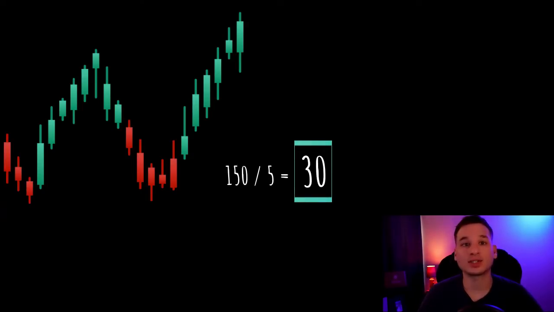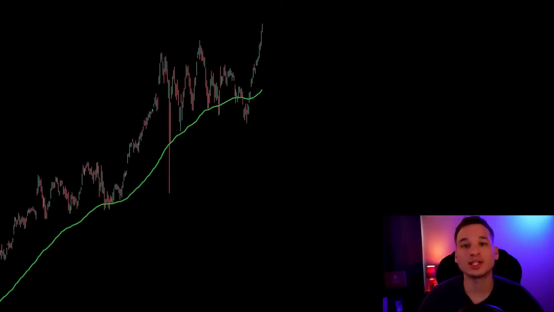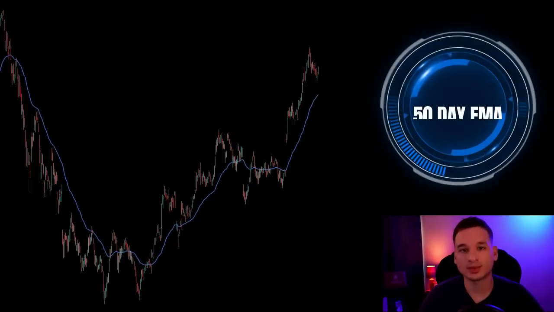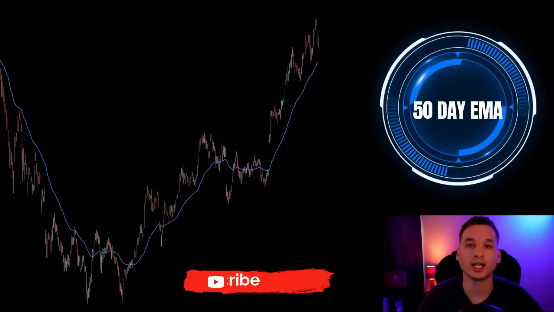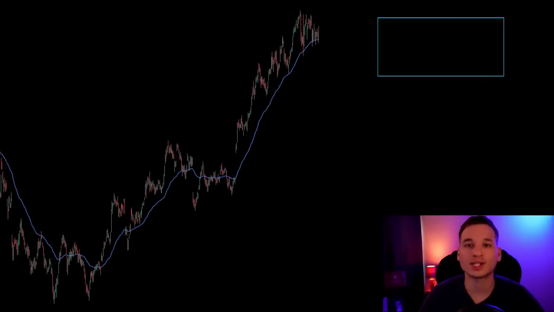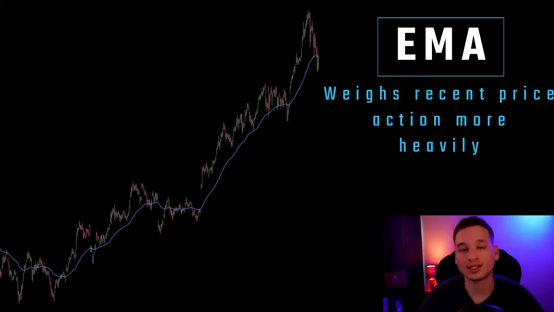If the next candlestick closes at 60, for example, the $10 candlestick close would drop off and the new SMA point would be plotted at 40, which again is the sum of the last 5 candlestick closes divided by 5. With this in mind, you can see how a line forms over time and how it relates to the price action's momentum. This is similar to how an exponential moving average, or EMA line, is calculated. However, the difference is that the EMA line weighs recent price action more heavily, while the SMA line treats all plot points within its time period as equal.